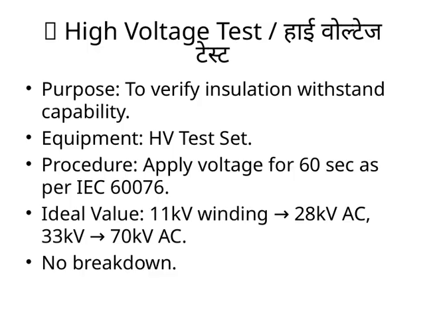For example, if we have an 11 kV winding, we apply around 28 kV AC, and for a 33 kV winding, it's roughly 70 kV AC. The goal here is to check that there's no breakdown or insulation failure during this period. The key point to remember is that if the insulation withstands this voltage without any breakdown, it confirms that the transformer can handle the electrical stresses during operation. This is a crucial step in ensuring the reliability and safety of the transformer before it goes into service.